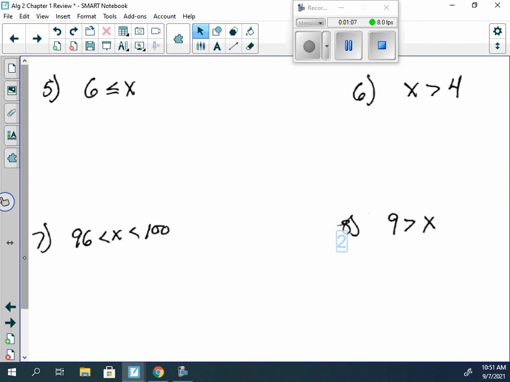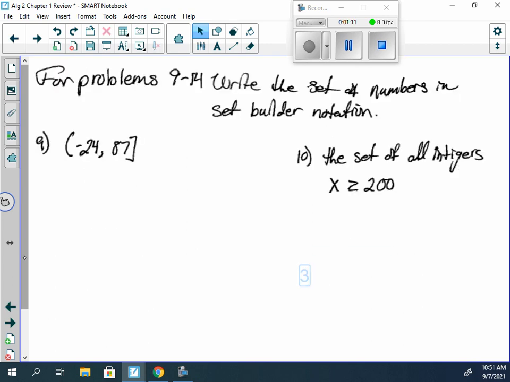Okay. If there are no other questions on 1 through 8, let's look at 9 through 14. Any questions on 9 through 14? Anyone that y'all want to have looked at?